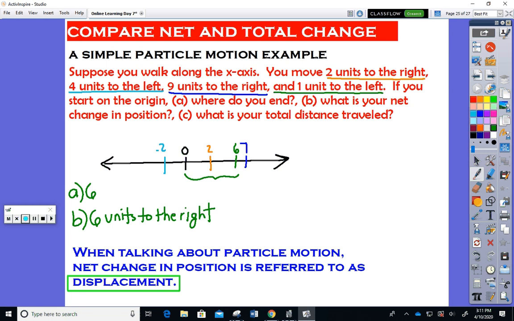What is the total distance you traveled? Now that's different, because now what I have to look at is the total distance I traveled. I traveled 2 units to the right, then 4 units to the left, then 9 units to the right, then 1 unit to the left. So I actually traveled, I think, 16 units.